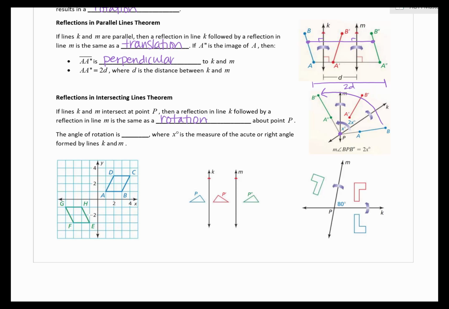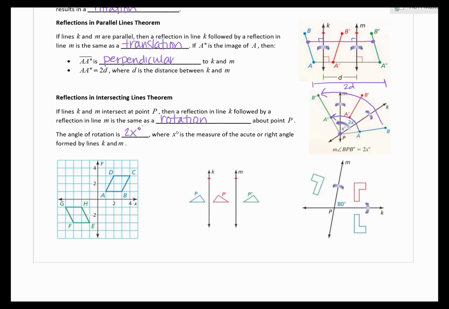The angle between M and K is x. When I'm rotating A to A double prime, that angle of rotation is 2x degrees. So it's double the angle between M and K.